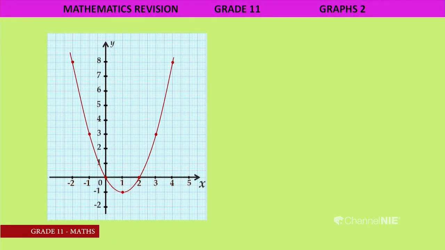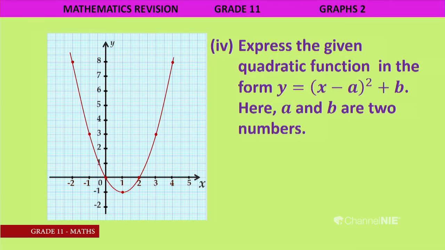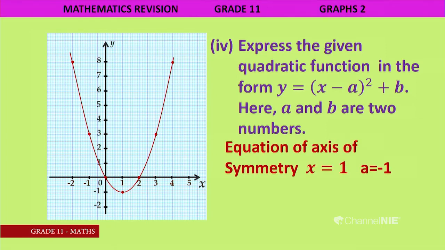You can see it. Then express the given quadratic function in the form y equals x minus a squared plus b. Here a and b are two numerical values. Equation of axis of symmetry. Always you have to use the equation of axis of symmetry. X equals 1. You have to change the sign of 1. Then a equals minus 1. Because in this place you have to put it after changing the sign of 1.